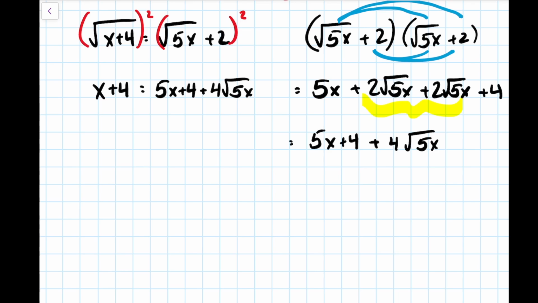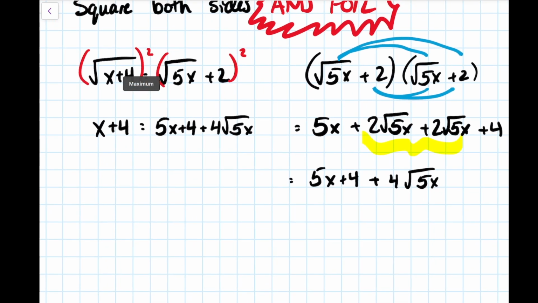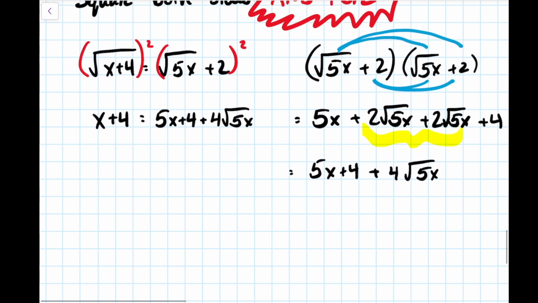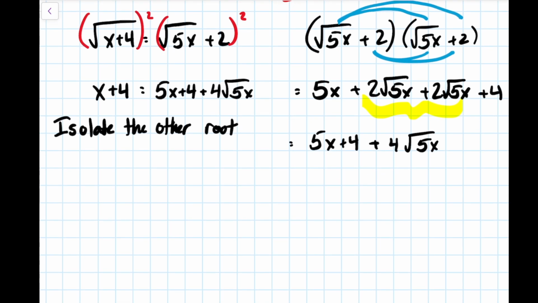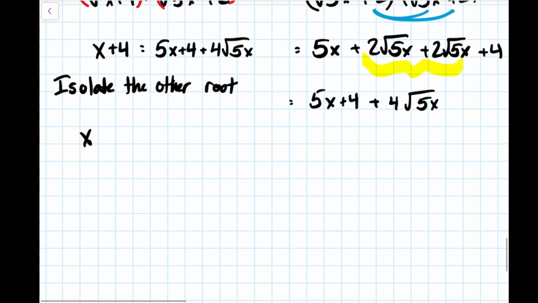All right. So now we're back to here. This is now just a radical equation with one root. And so our goal here now, just like any radical equation, is going to be to isolate the root. But now we're isolating the other one. So we isolated the root x plus 4. We got rid of it. Now we want to isolate the root 5x and get rid of that, in the same way that we've been doing for all of these other equations. You just have to be really, really careful with what you're doing here.